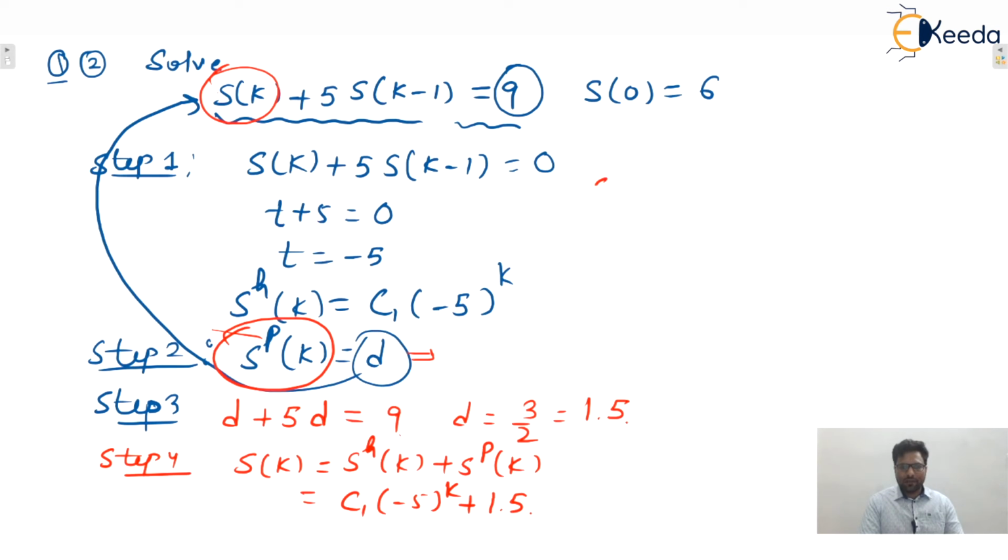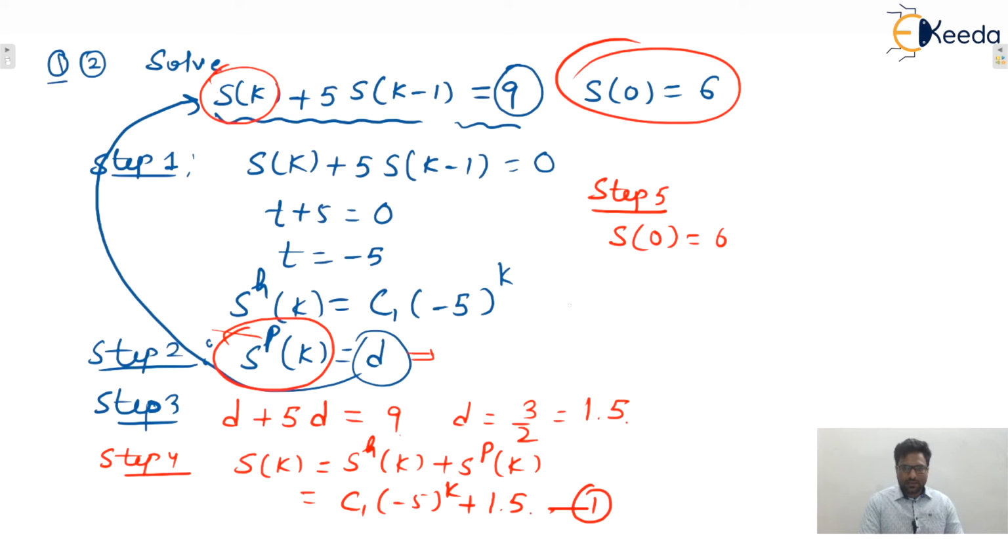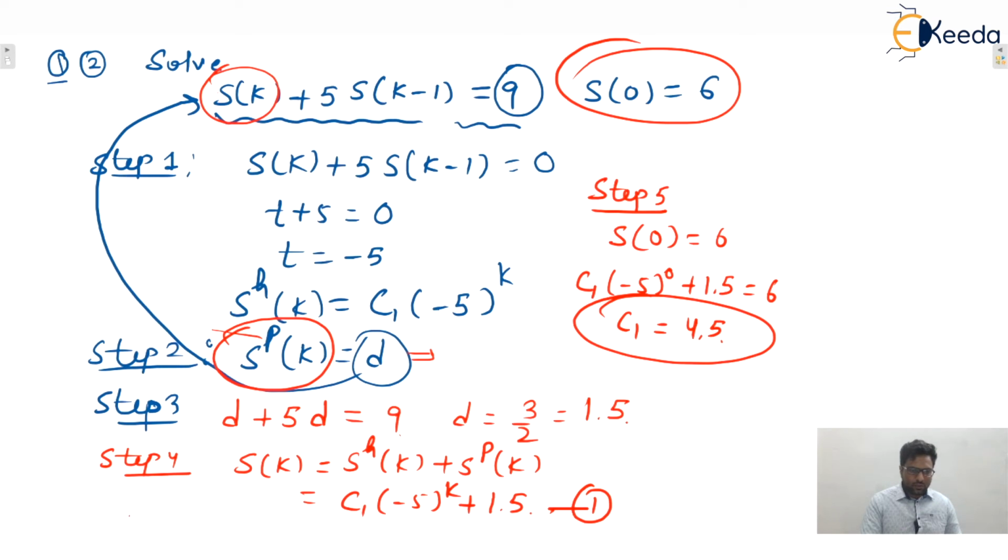Now in step 5 use the initial condition. s of 0 is given as 6, so put it in the equation. For s of 0, put k equal to 0. It becomes C1 into minus 5 raised to power 0 plus 1.5 equals 6. So from here the C1 value will be 4.5. Put the C1 value in this equation.